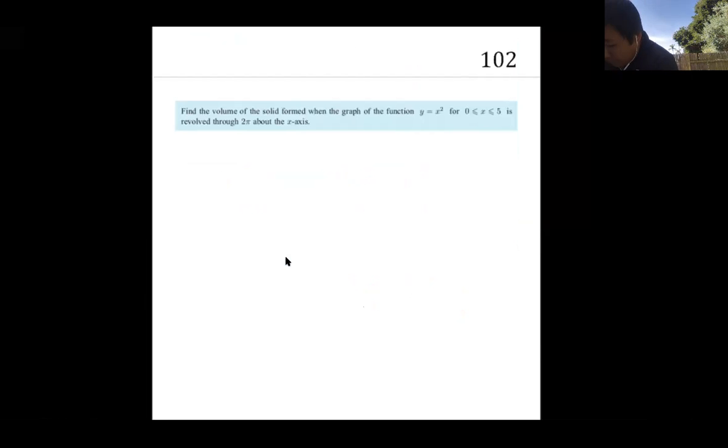Find the volume of a solid form. The graph of the function x squared is revolved through 2 pi around the x-axis. 2 pi just means a full revolution. This is x squared from 0 to 5. And I need to draw an arrow of my rotation.